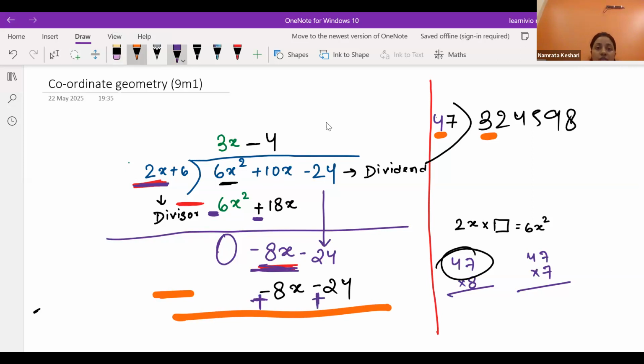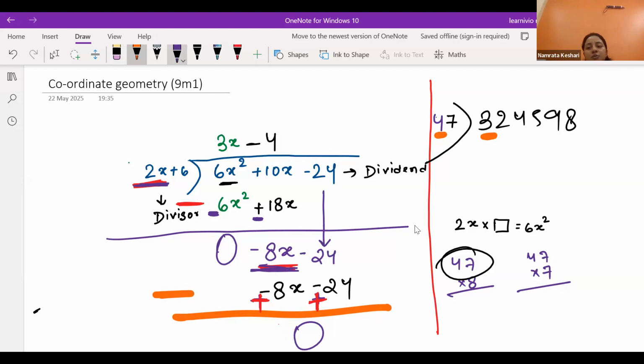Let me change the color. Now you need to focus on this red color part, the red color symbol. And you will be getting 0 here, you will be getting 0 here. See, minus 8x plus 8x, 0. Minus 24 plus 24, 0. That means remainder is nothing, 0. And we are done with the division. Is it clear? Yes, ma'am, it is clear.